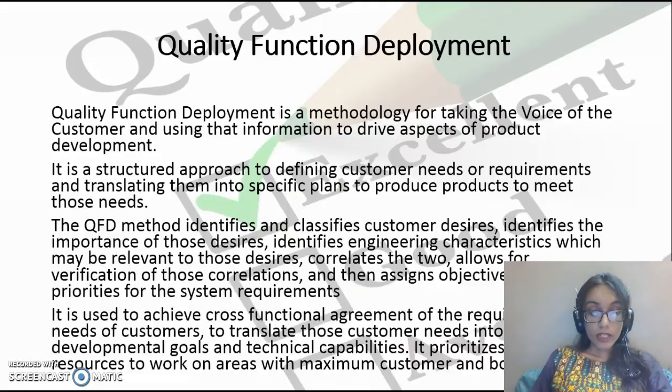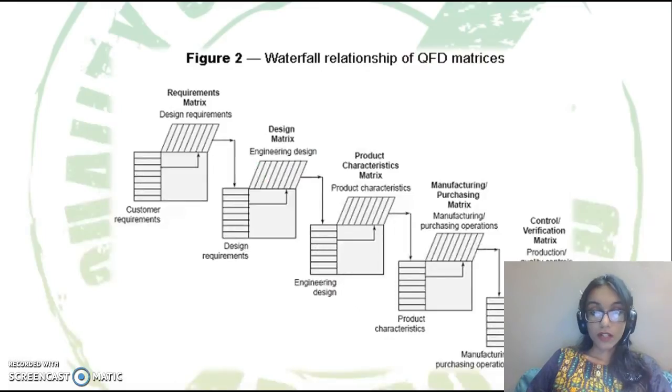Quality function deployment is the procedure where the different departments of any organization come to an agreement towards the requirements and needs of the customer, then work towards translating those needs into developmental goals and technical capabilities. Basically, it is a procedure used to translate the qualitative customer wants and needs into quantitative measures and parameters which can be translated by the different departments of an organization into a tangible product or service.